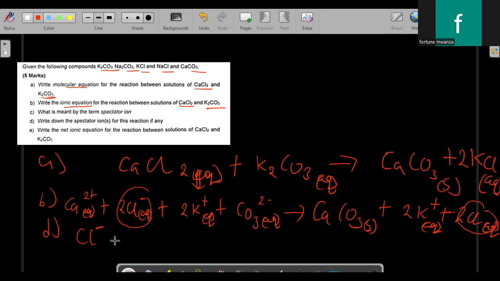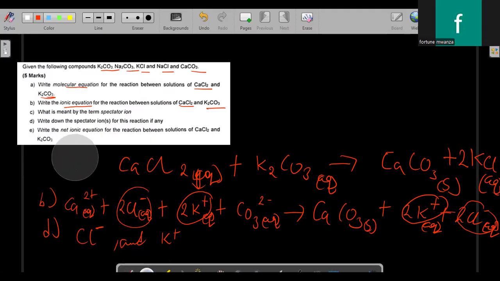The other spectator ion you have here is potassium. It's there in the reactant and also in the product, and has remained unchanged. So it's also a spectator ion. So these are the two spectator ions you have in that reaction.